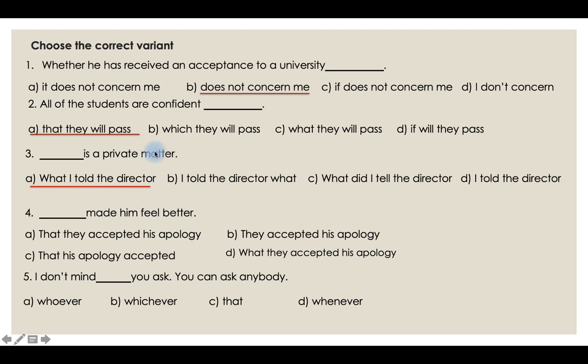By the way, if you translate it into Turkish, right, so it will be something like müdüre ne dediğim, müdüre söylediklerim özel bir meseledir. Ya da müdüre ne söylediğim, right, özel meseledir. 4. That they accepted his apology made him feel better. Yeah, so you can also use the fact in this position, by the way. The fact that they accepted his apology made him feel better. This is the subject of the sentence. I don't mind whoever you ask. You can ask anybody. The meaning of anybody, yeah, whoever has the meaning of anybody.